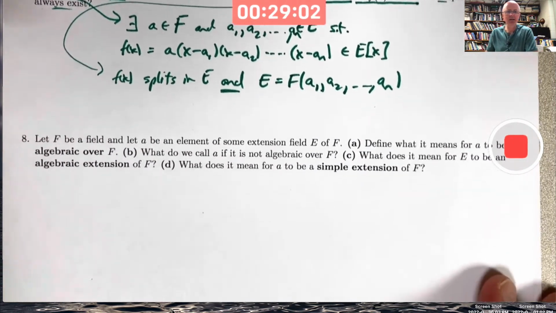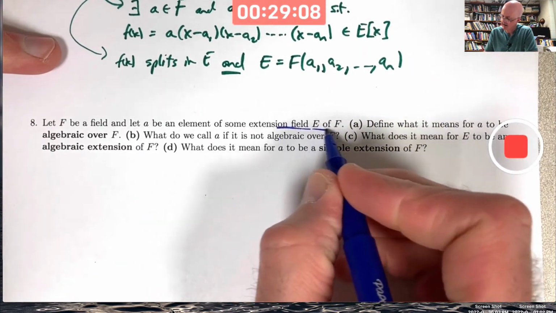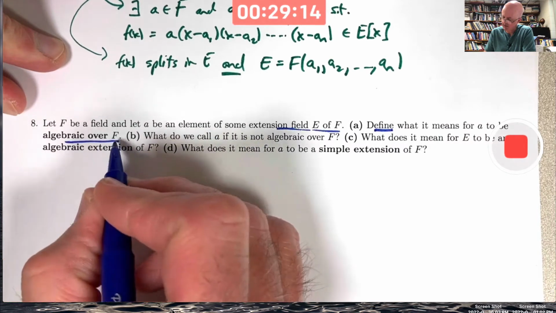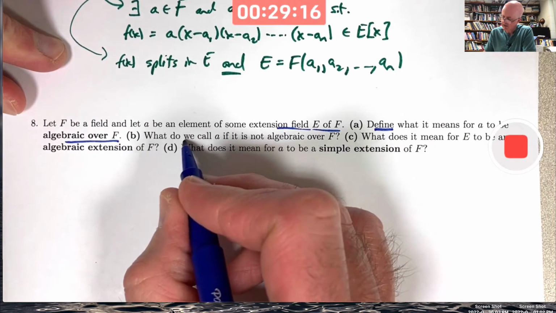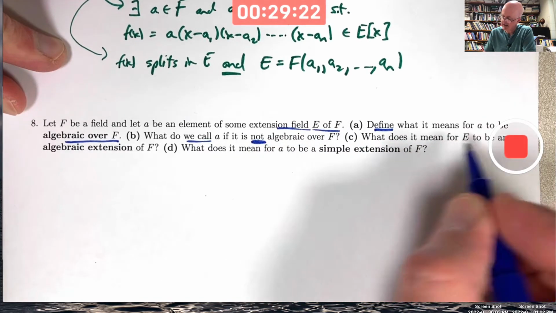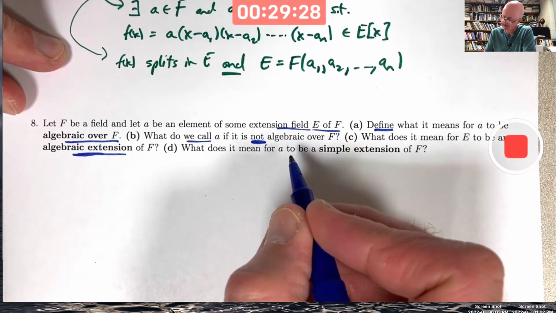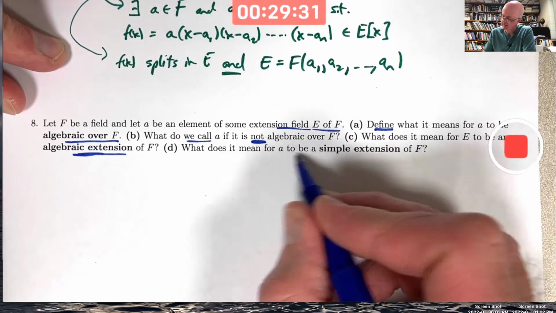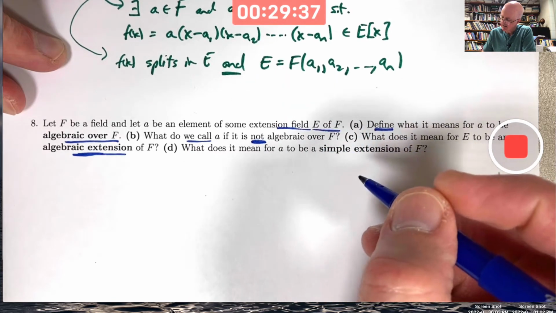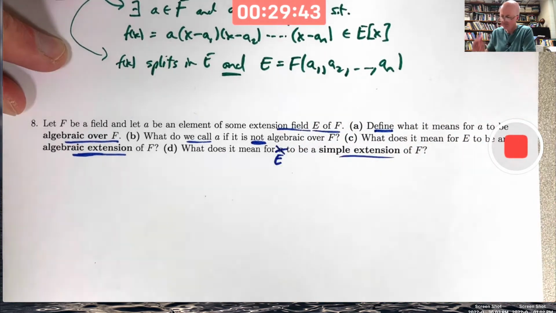Number 8. Let F be a field and let a be an element of some extension field E of F. Four parts. Define what it means for a to be algebraic over F. What do we call a if it's not algebraic over F? What does it mean for E to be an algebraic extension of F? And something not really related to this so much: what does it mean for E to be a simple extension of F? That's a typo there. Okay?